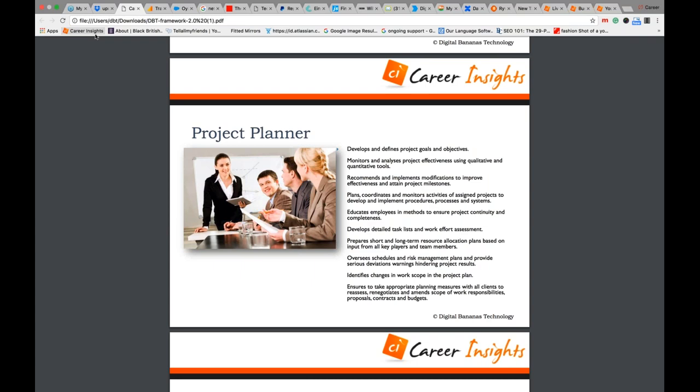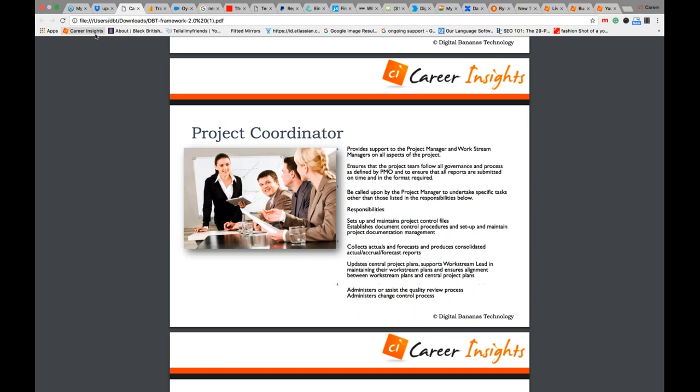Then you have the project planner. This person is responsible for creating the project plan in terms of defining the stages, the budget, and the resources, developing detailed task and work effort assessments, and preparing short and long-term resource allocation plans based on input from all key players of the team members. This person is a planner, and it can be on a program level or on a project level. If it's a program level, just imagine that he has to take all the project plans from all the portfolios and put them into one to create a clear direction on where we are, where we need to be, what is missing, and what needs to be done. You have to be a natural planner to do this job. Then you have the project coordinator.